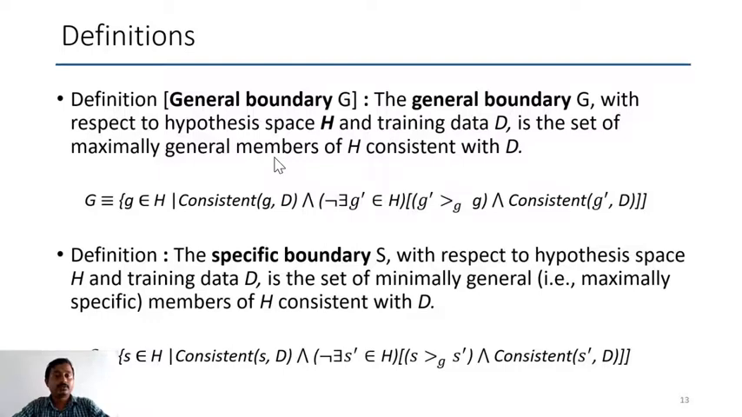Now we'll see the definitions of general boundary and specific boundary. The general boundary is a collection of hypotheses from the hypothesis space which are consistent with the training examples, and there does not exist a hypothesis which is more general than this hypothesis. Specific boundary is just the inverse of that. It is a set of hypotheses which are consistent with the training examples, and there does not exist any hypothesis which is more specific than this hypothesis.